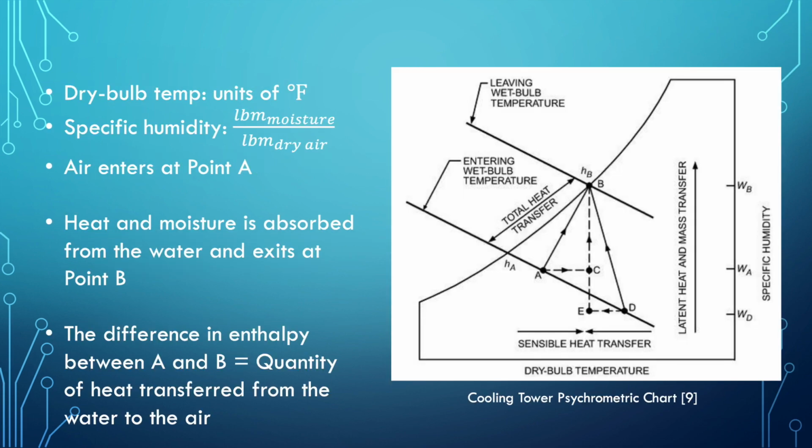So now moving on to the psychrometric chart. This is a cooling tower psychrometric chart. The x-axis is dry bulb temp, in units of Fahrenheit, and the y-axis is specific humidity, which is pound mass of moisture per pound mass of dry air, so just a ratio. The air enters at point A. The heat and moisture goes and exits to point B. Like I said about the process earlier, when the heat and the air interact, that's the heat transfer, entering to leaving wet bulb temperature.